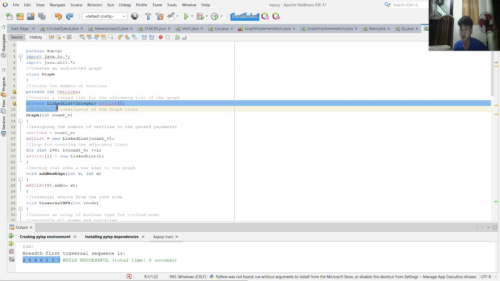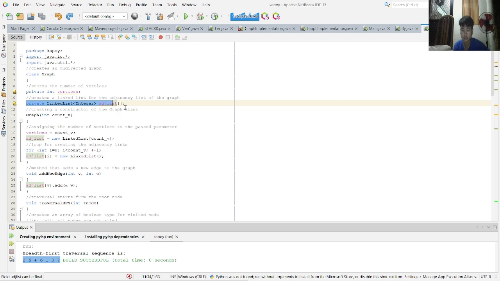Then the private linked list of integer, the adjacency list, means declaring an array which is our adjacency list or edge list, an array of linked lists to store the adjacent list for each vertex.